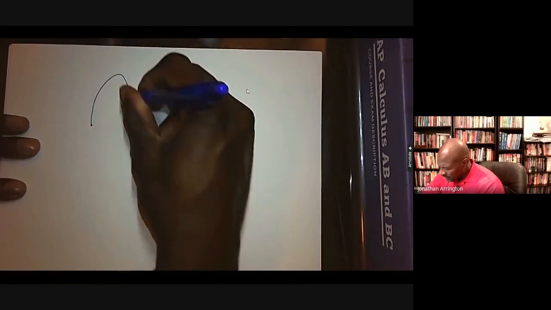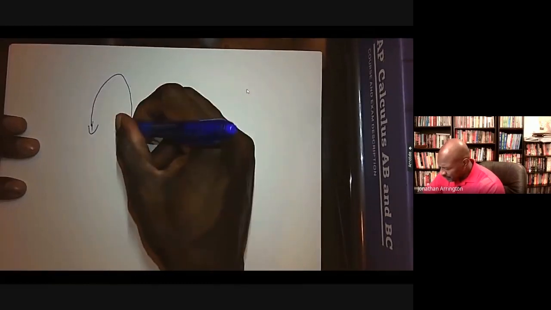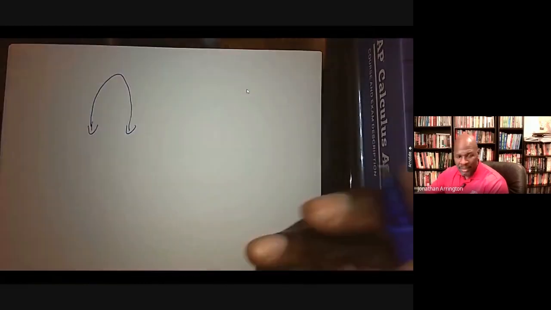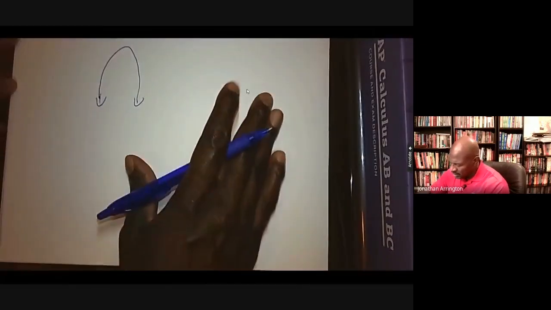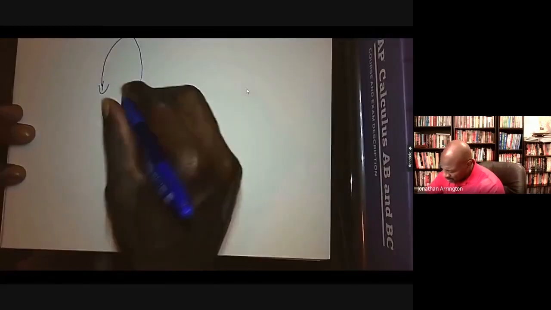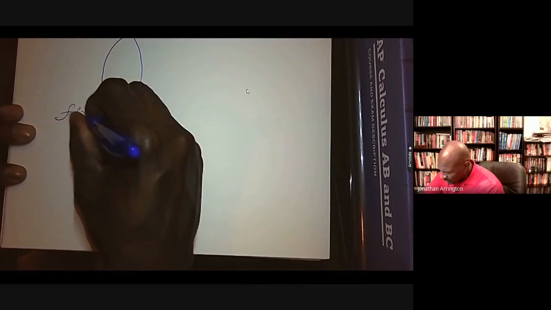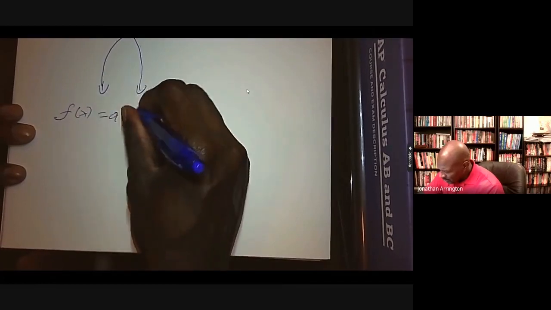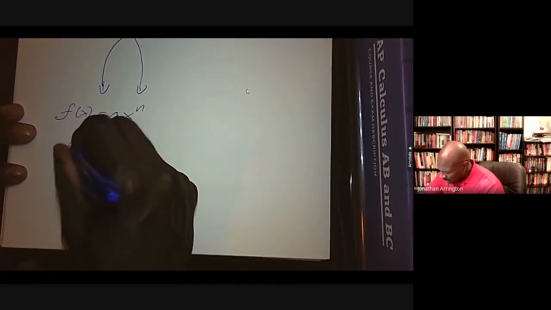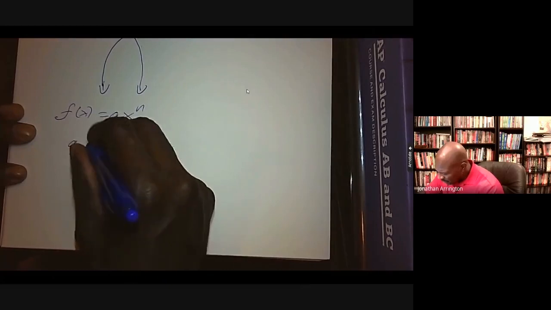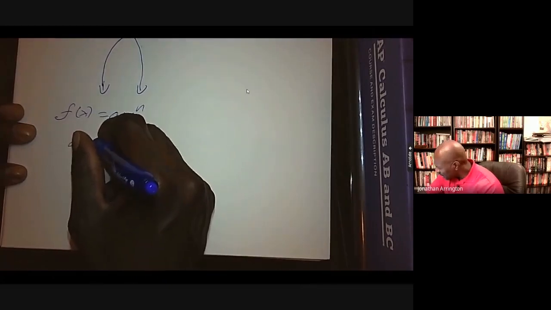So the graph looks something like this. And again, it can have little ridges, depending on what the other stuff is. But this is the case. So this is the graph of f of x equals a x to the n, where a is negative. So a is less than 0.